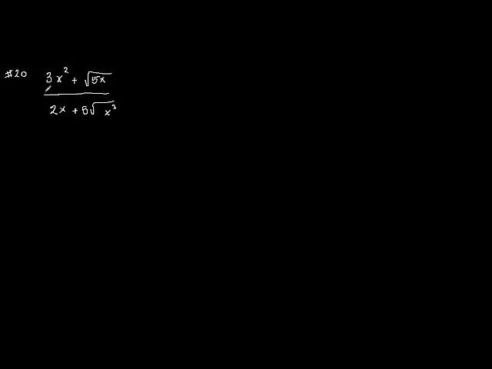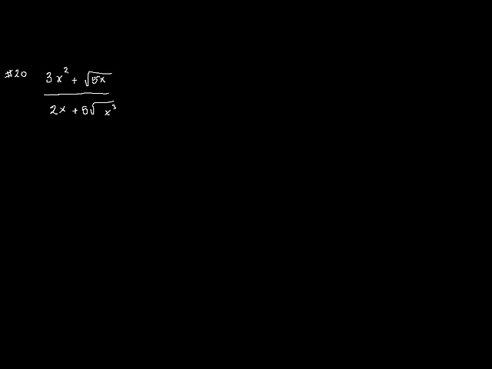Okay, so let's take a look at number 20 and let's see if we can simplify this. Well, the first thing I see is that there's a square root in the denominator of this fraction, and we can't have a square root here. So what we're going to have to do is something called rationalizing the denominator. What that means is we're going to multiply the top and the bottom of this fraction by something that will get rid of this square root in the bottom.